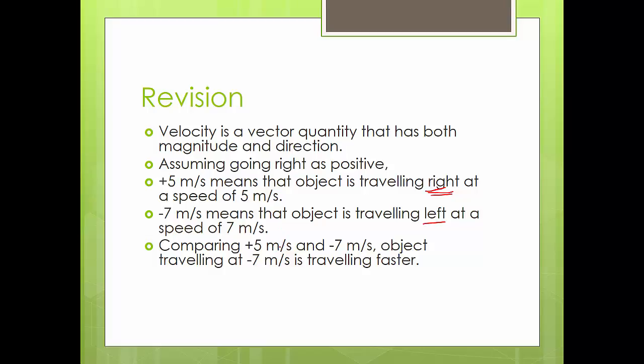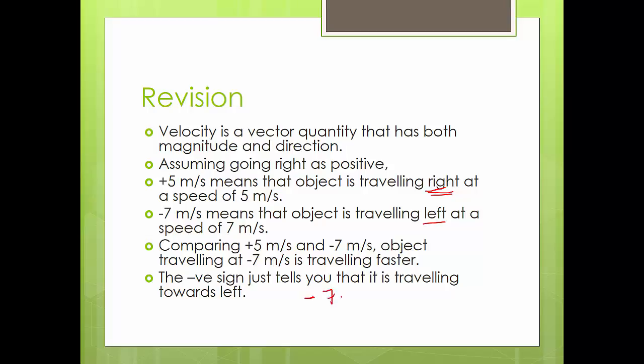If we compare plus 5 meters per second and minus 7 meters per second, the object traveling at 7 meters per second is actually traveling faster. The negative sign only tells you that it is traveling towards the left. So negative 7 meters per second tells you where it is going and how fast. We need that.